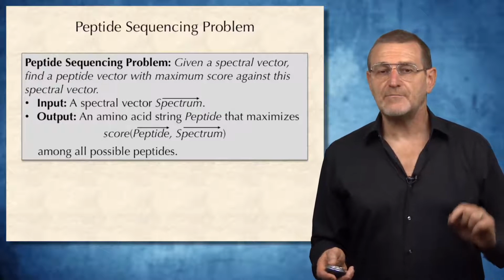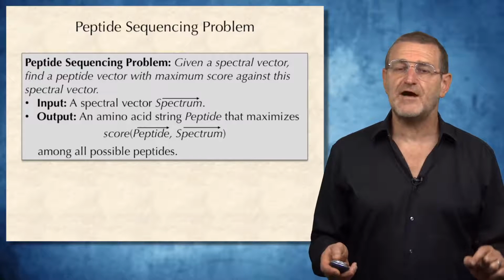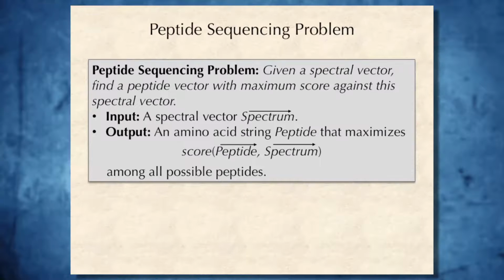And therefore, a peptide sequencing problem can be defined as follows. Given a spectral vector, find a peptide vector with maximum score against this spectral vector. The input to this problem is a spectral vector, and the output is an amino acid string peptide that maximizes score between peptide and spectrum among all possible peptides.